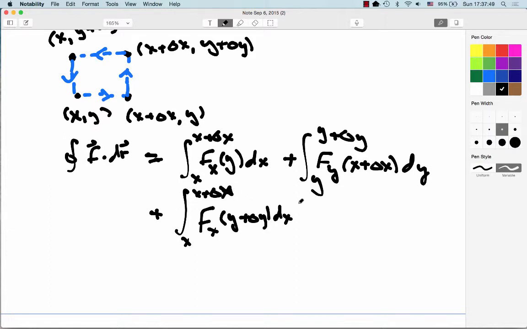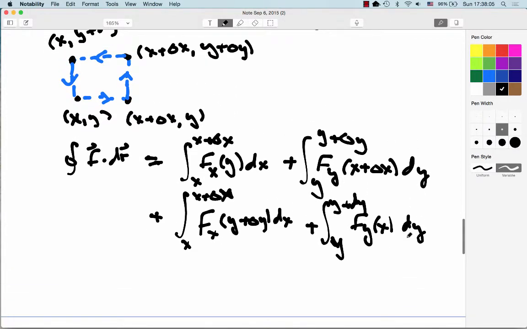Okay, and then similarly, we'll have an integral from y to y plus delta y of f sub y of x dy, like that. And again, same deal. The direction of integration is in the minus y direction, so I should have a minus sign, but I'm reversing the order of the integration to make the minus sign go away.